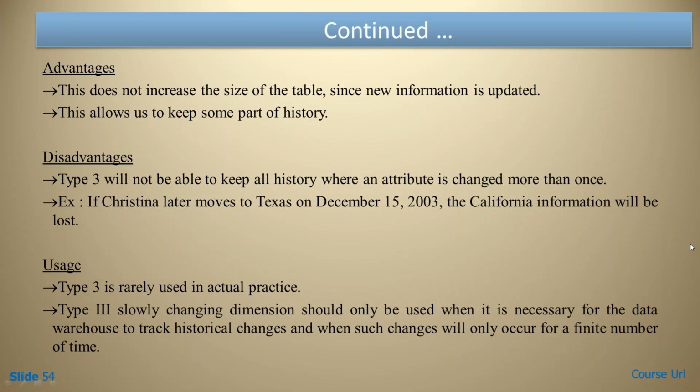Who can tell? Sir, type 2 increases memory space, no, sir? Type 2 will take more memory. That is one point. Very good. Type 2, because new records it is taking, previous records also it is taking, new columns also it is adding. So more memory it will consume. And type 1, type 3 will take less memory as compared to type 2. Very good. That is the fourth point.